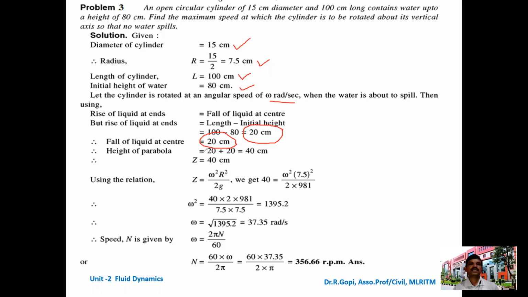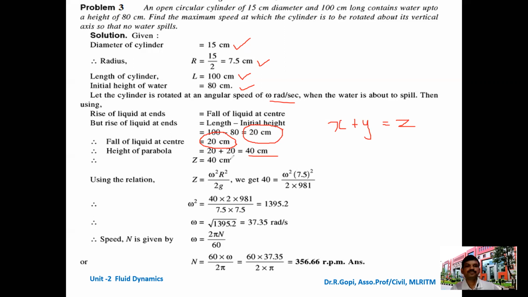Okay. So next, rise of liquid is 20 centimeter, also fall of liquid is 20 centimeter. Now, what is the height of parabola? Height of parabola is 20 plus 20, so 40 centimeter. So x plus y is equal to z. X, Y, Z. Simple. X plus Y is equal to Z.